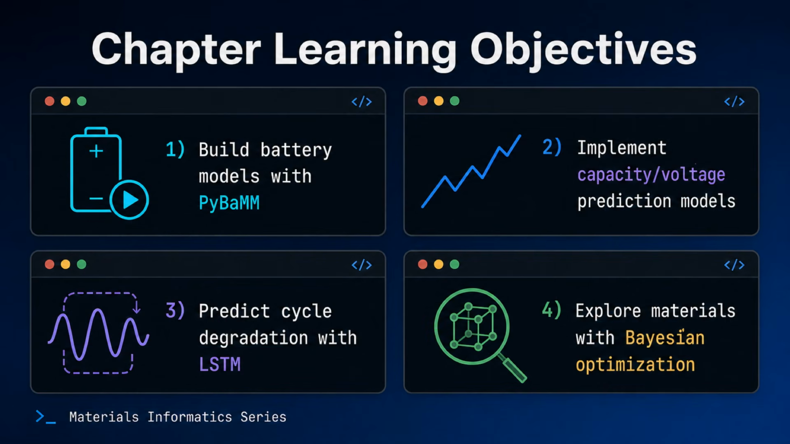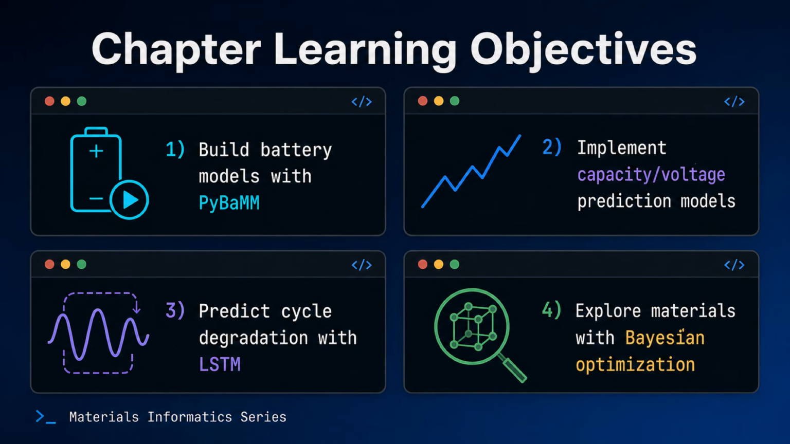First, build and simulate battery models using PyBaMM, the leading Python battery modeling library. Second, implement and evaluate capacity and voltage prediction models using random forest, XGBoost, and neural networks. Third, predict cycle degradation using LSTM recurrent neural networks. Fourth, explore optimal materials efficiently using Bayesian optimization.